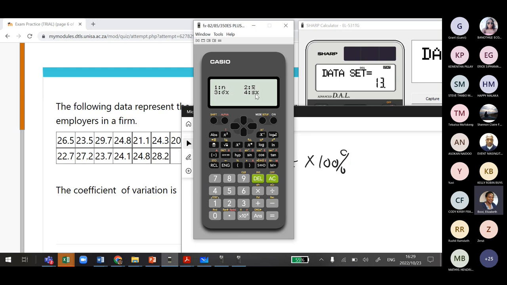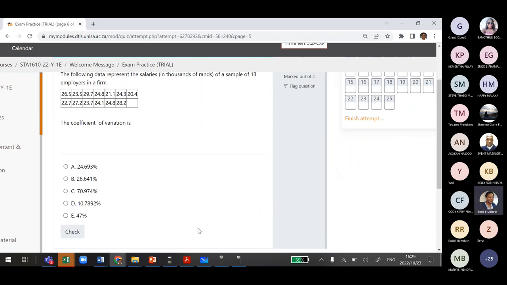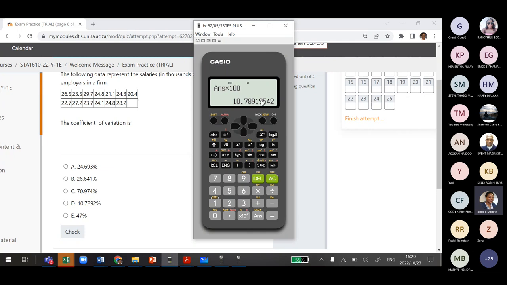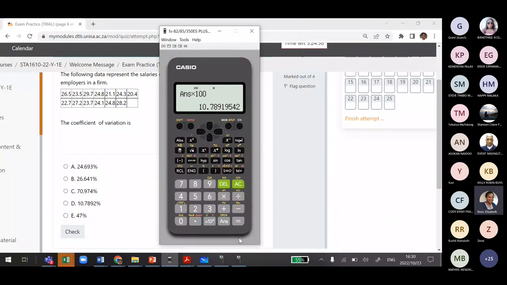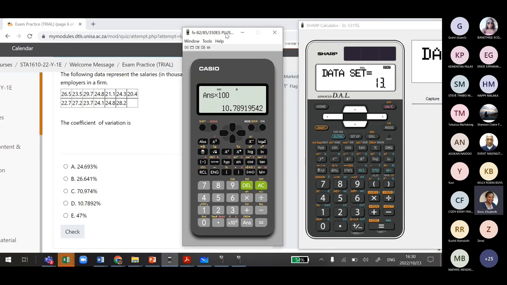So we're going to get the standard deviation, which is button number four, divide by shift, button number two. And I can say equal, multiply the answer by 100%. And that gives us 10.7891. So if we leave it to four decimals or three decimals, it will be 10.7891. So the only one is D. So let's look at the Sharp, should give us the same answer.